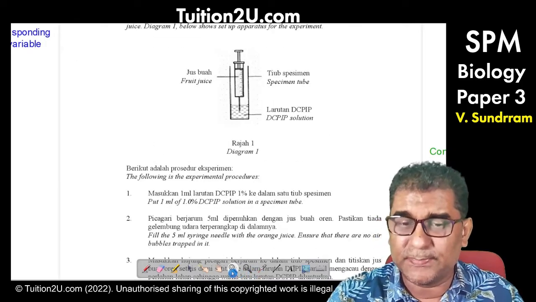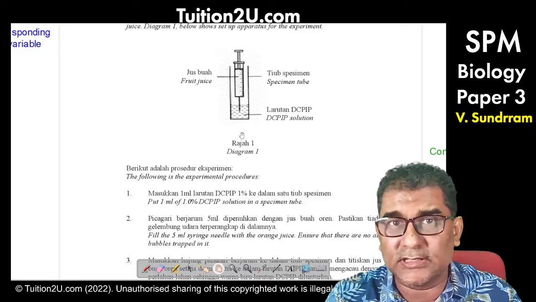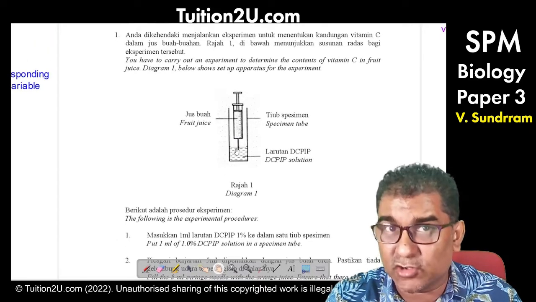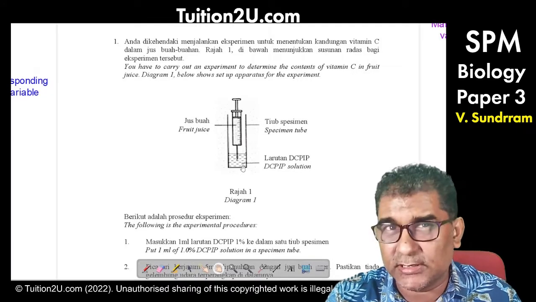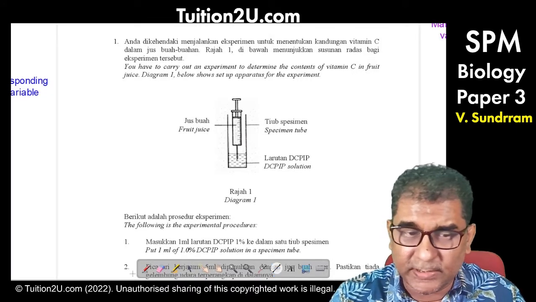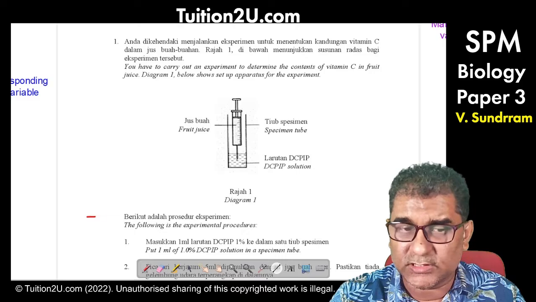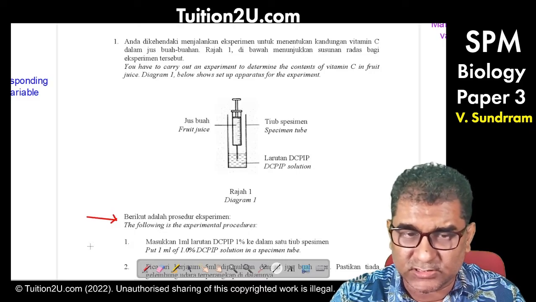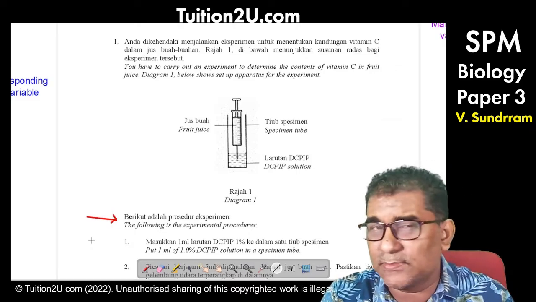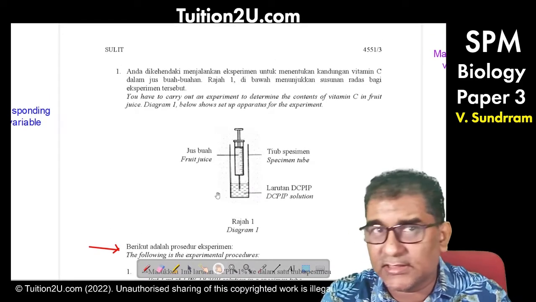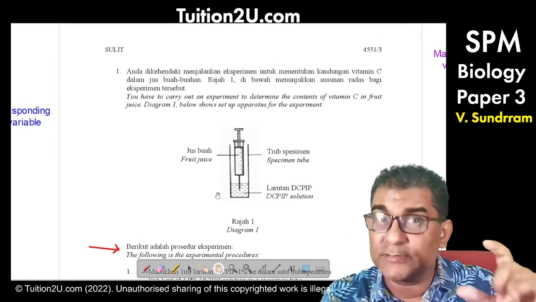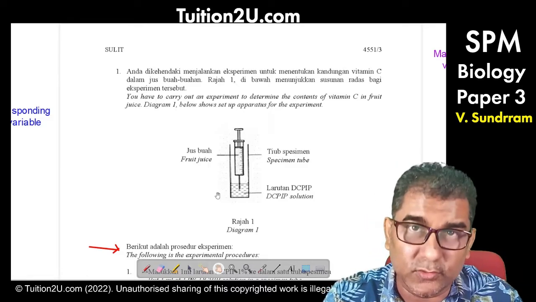So when you see DCPIP solution, you should automatically know this is something to do with ascorbic acid, vitamin C. Always read the question. Many students make a mistake. They rush through the question. They go straight to this question here. The question doesn't begin here. The question begins right on top. Read every sentence because many times the first paragraph gives you a lot of clues.